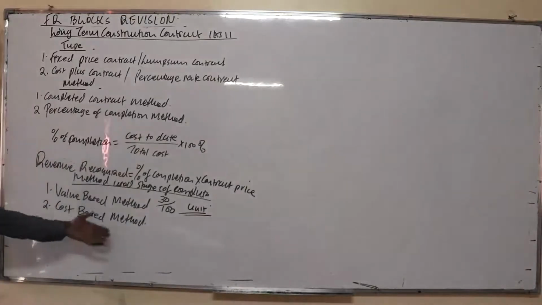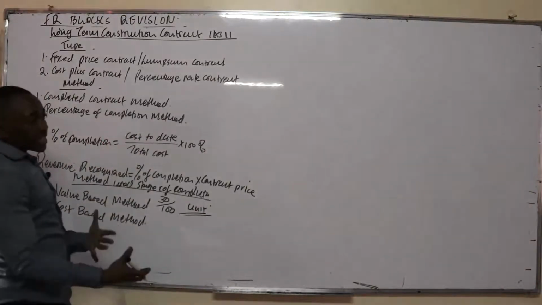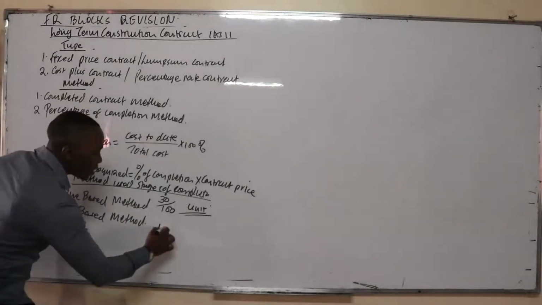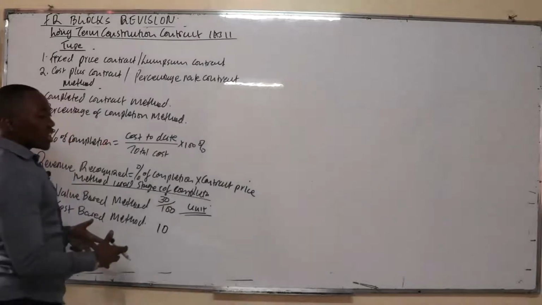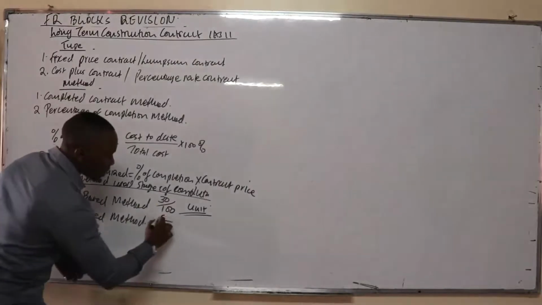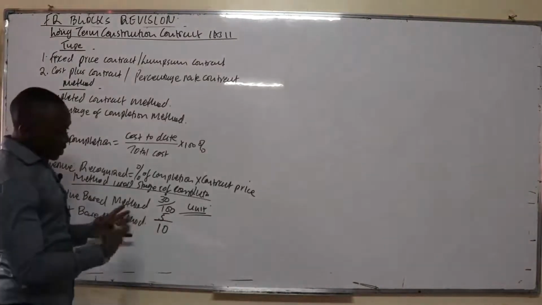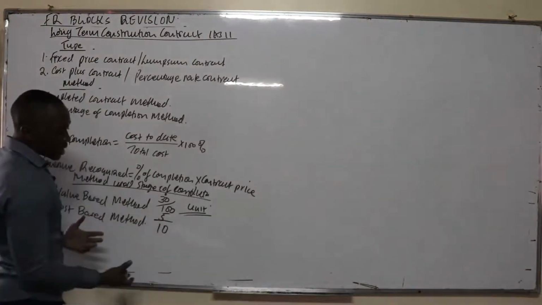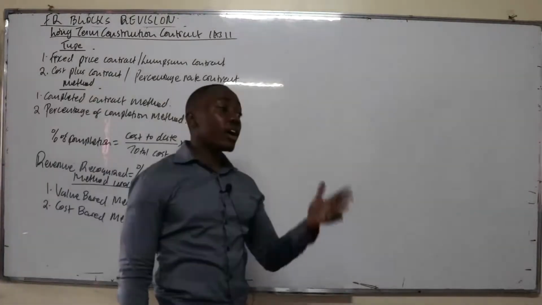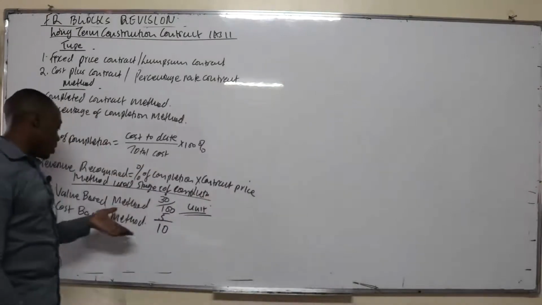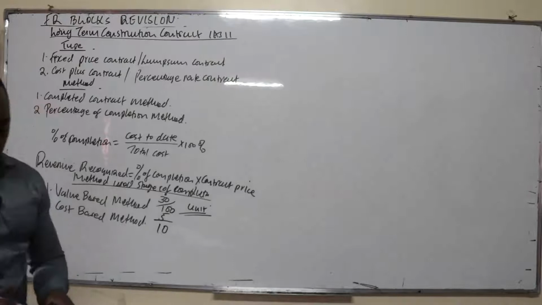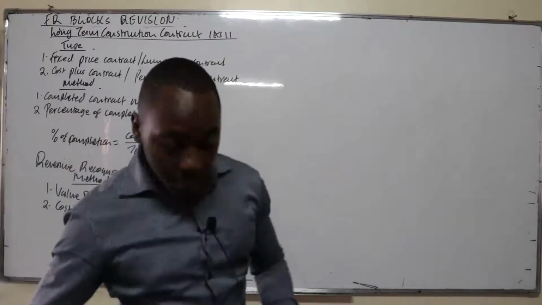If you decide to use the cost-based method, in this case you determine how much the expected cost was. Assuming the expected cost was 10 million for you to complete the contract, but by the end of the year you have only spent 5 million. So you have spent half, which means you are halfway through the project. So that's another method you can use, value-based or cost-based. That was just a recap.